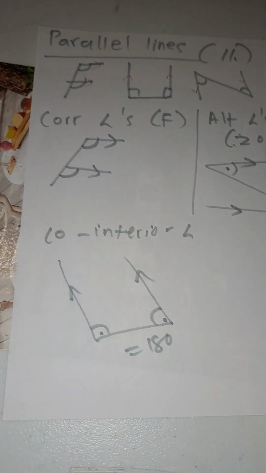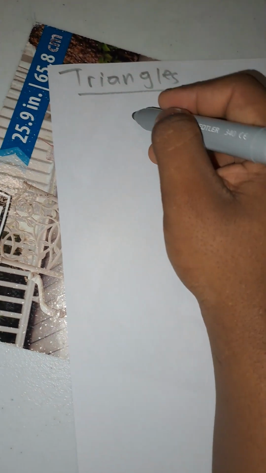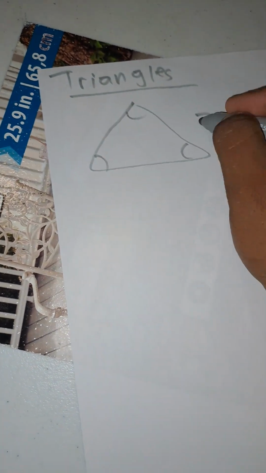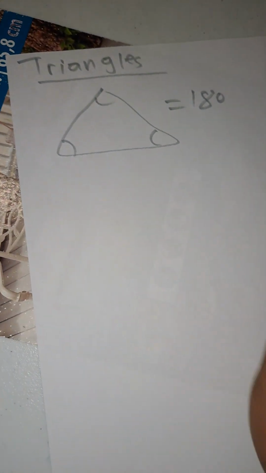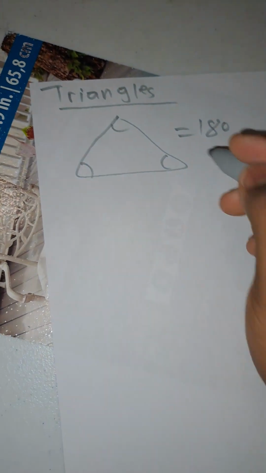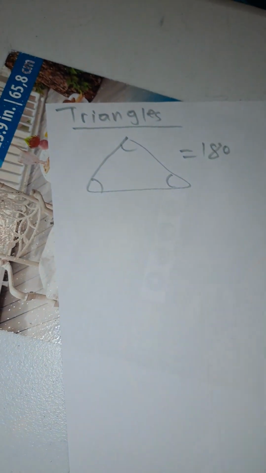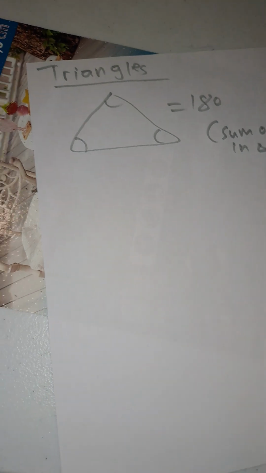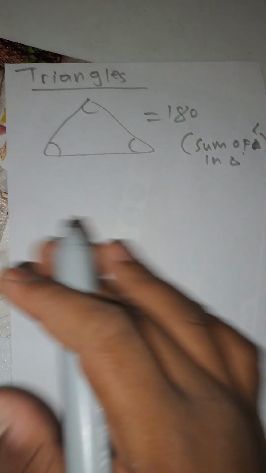Okay, so let's check the triangles now. The interior angles of a triangle are supplementary, they add up to 180. You see, this and this and this add up to 180. So A, B, C add up to 180. Sometimes we can say sum of angles in a triangle. This is the reason. Okay, you must know this thing.